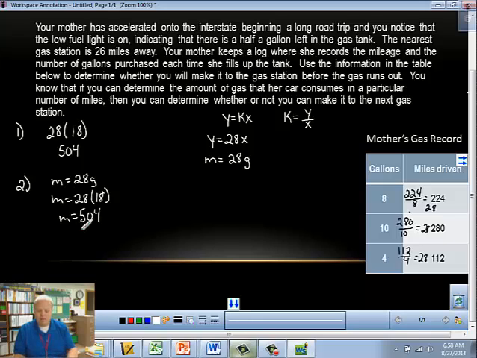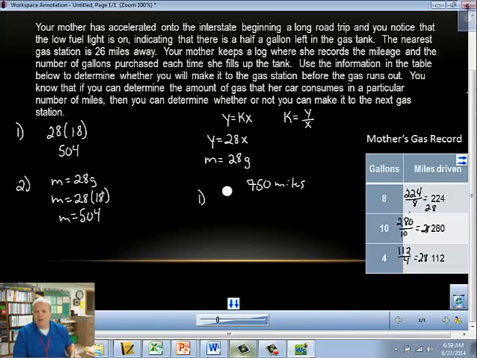Now I have one more question. Using the same concept, I want to know how many gallons of gas she will need if this trip is going to take us 750 miles. I want this solved in two different ways. Way number one, I'm simply going to go 750 divided by 28, and that's going to equal 26.8.